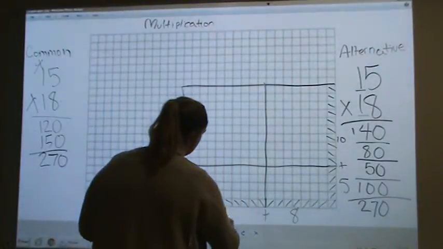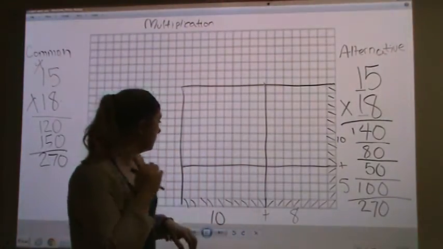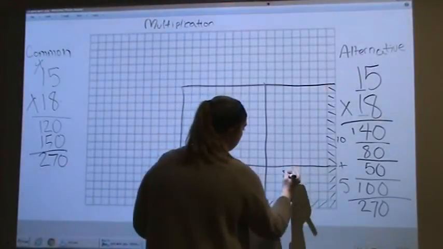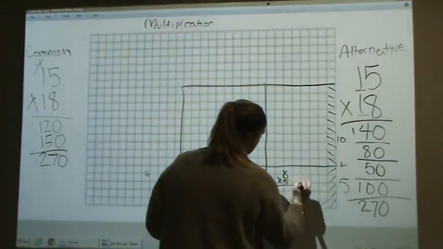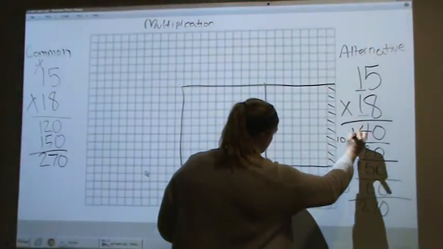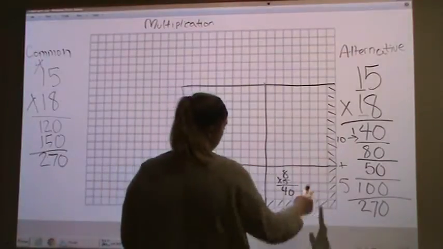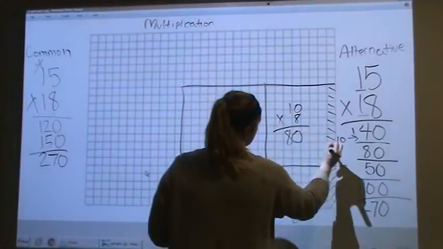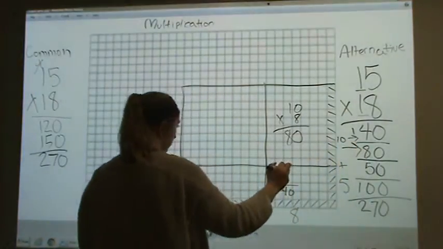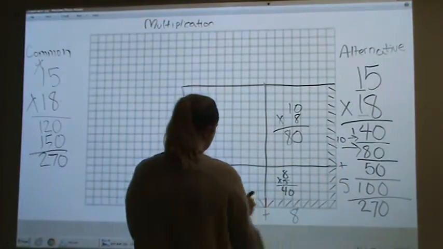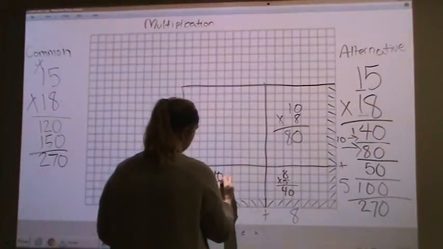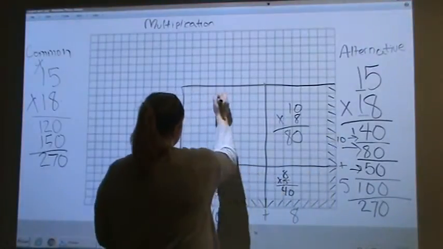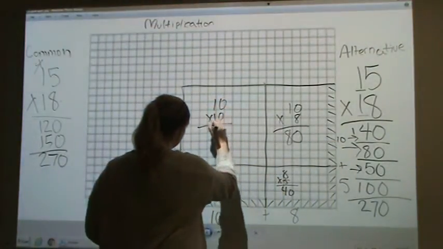So this is 10. So we're going to look at this, and we know that 8 times 5 is 40, which goes here. We know that 10 times 8 is 80, which is right here. We have 10 times 5, and we know that's 50. And we have 10 times 10, which is 100.